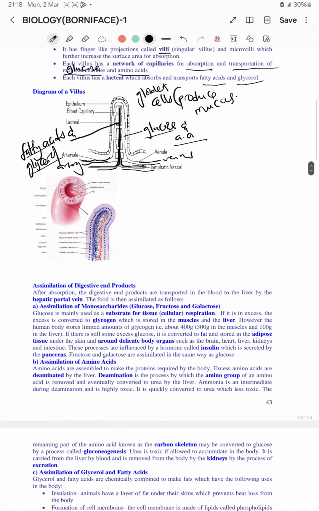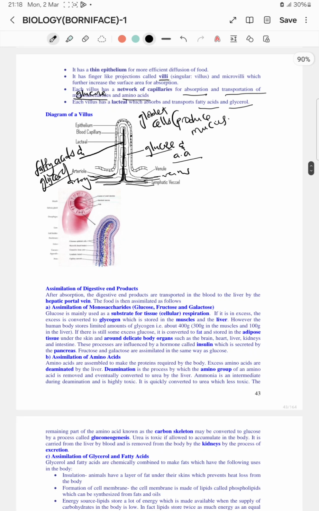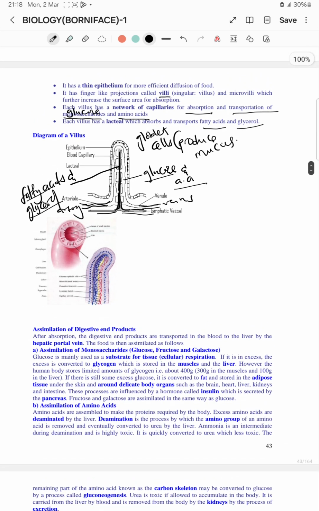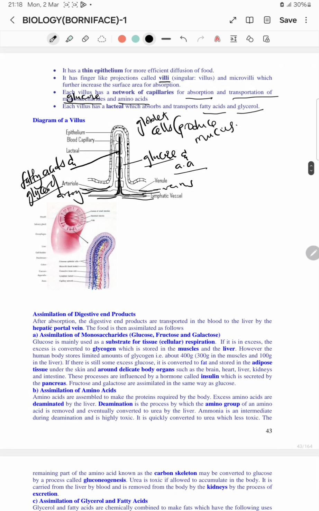Okay, so now after these end products of digestion have been absorbed from the ileum into the blood capillaries and also into the lacteal, the way it will move now is like this. These end products of digestion will now go to the liver. Okay, they will go to the liver. So we are going to say that after absorption, we are here now. After absorption, the digestive end products are transported in the blood to the liver by the hepatic portal vein.